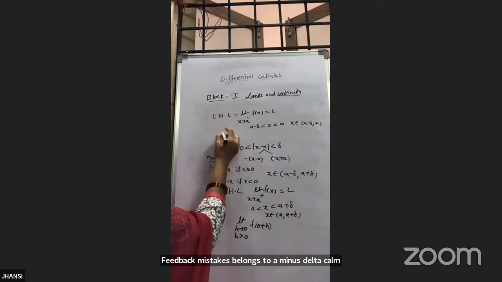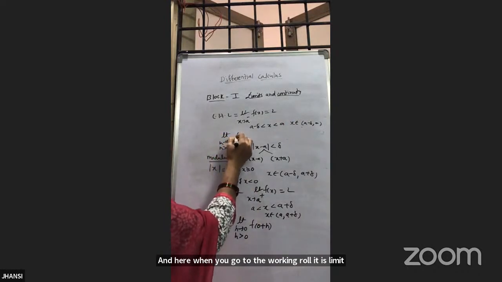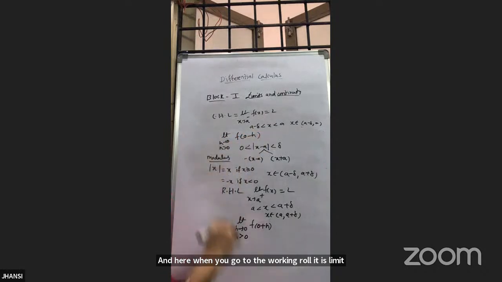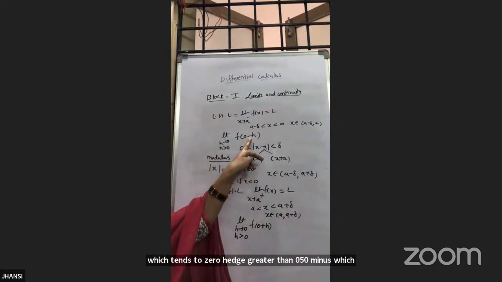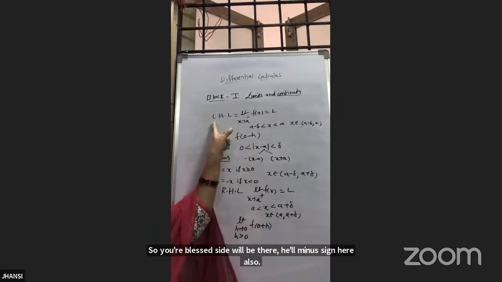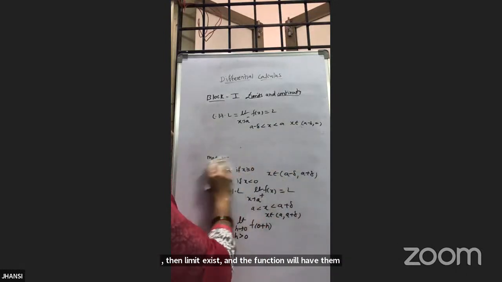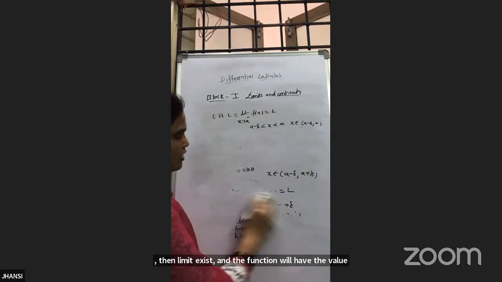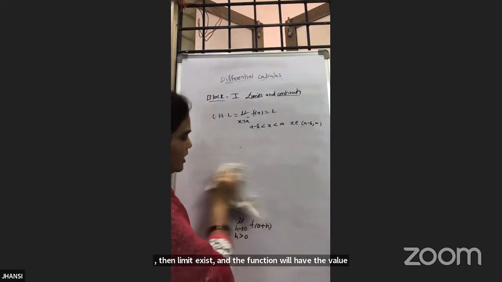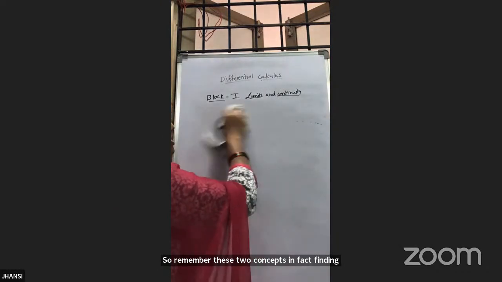And here when you go to the working rule, it is limit h tends to 0, h greater than 0, f of a minus h. So here plus sign will be there, here minus sign, here also minus, here plus. When the RHL value and LHL value both are equal, then the limit exists and the function will have that value there. So remember these two concepts for finding the limit of any function.